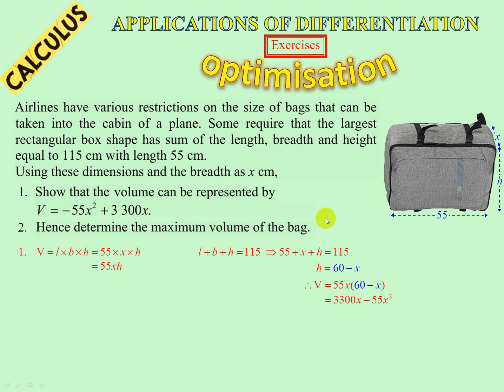Now we need to find the maximum volume of the bag, so what we need to do is differentiate and set equal to 0. Solve for x, so we get x equal to 30. Maximum, minimum? Let's check the second derivative, negative 110. Well, that's always a maximum because it is concave down, a negative second derivative.